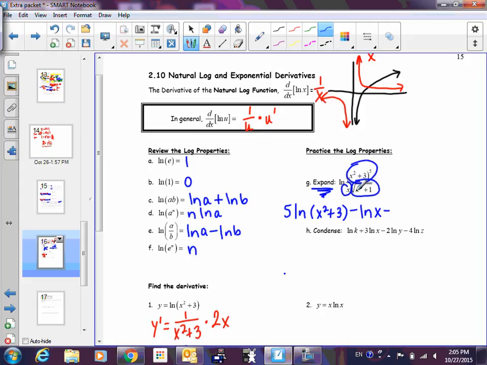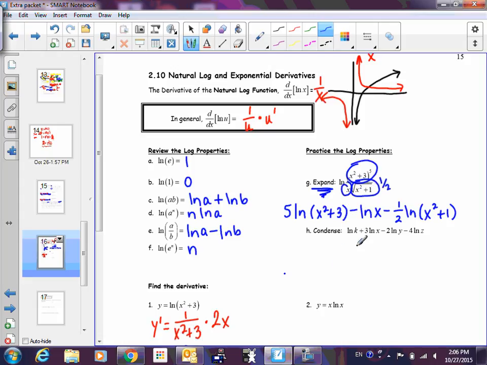What is the power on this piece right here? 1/2. So we're using that log property. The 1/2 is going to come to the front. I have not derived or anything, I've just expanded. But I hope you can see that if I did need to derive, 3 easy problems are way better than 1 super complicated chain rule, product, and quotient combined. That's what we'd have to do there.